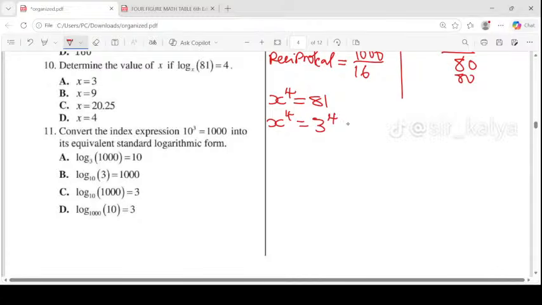Because the powers are now the same, we can drop the powers and proceed with the bases. Or, to remove these 4, you get the 4th root on both sides. So this will leave you with the value of x being equivalent to 3, making choice A for apple the correct answer.